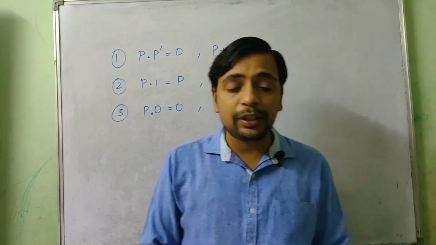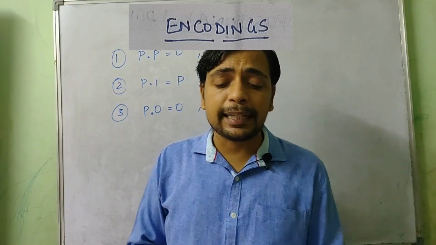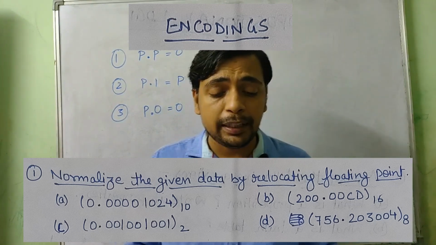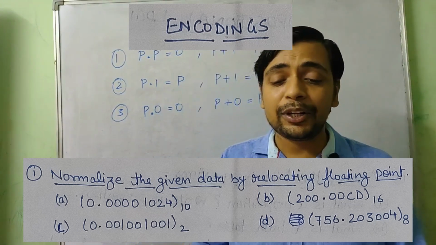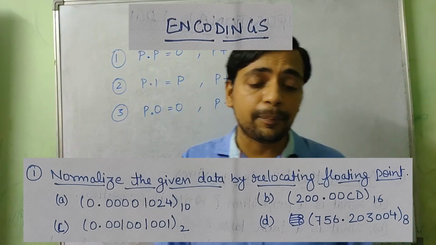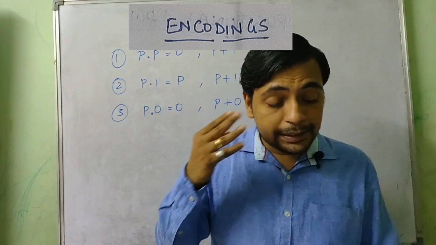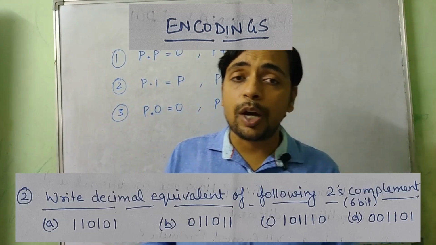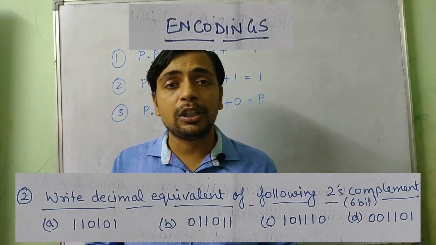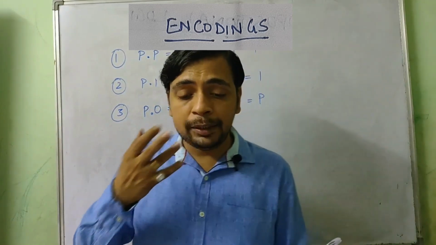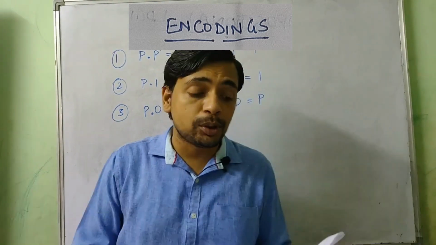Now in front of your screen you can see some questions from the Encoding chapter. The first question is: normalize the given data by relocating the floating point. So you have to relocate the floating point according to the normalized form. The second question is: write the decimal equivalent of the following 2's complement. So numbers are represented in 2's complement form, you have to convert them and show the corresponding number. Then: represent the following number in 2's complement. Here the negative number is given, and you have to represent it in 2's complement.